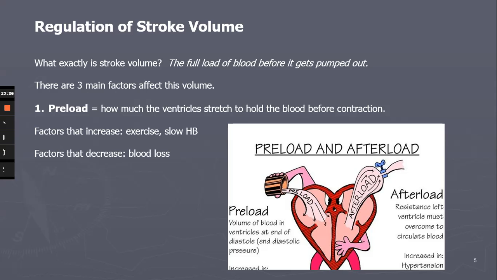The first one is called preload. Preload is how much the ventricles stretch to hold the blood before contraction. So how much blood is actually going into that ventricle before it contracts.